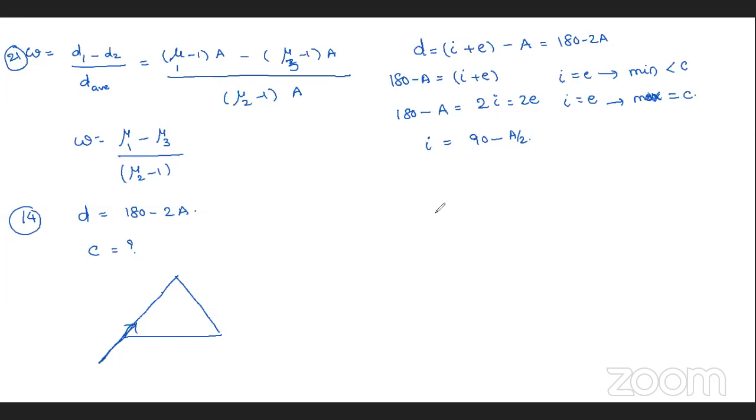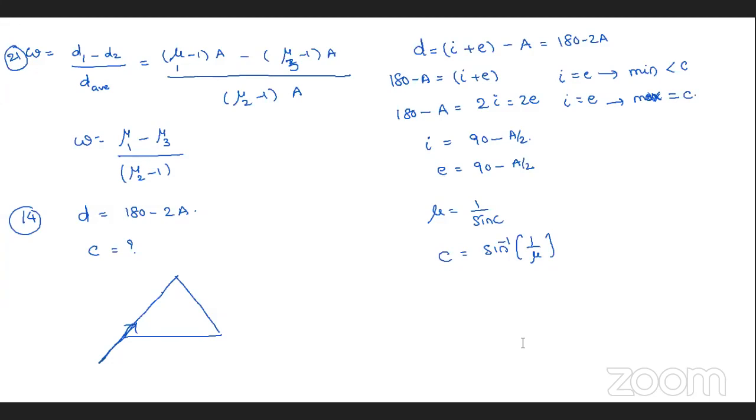Correct? Yes sir. Okay, I is equal to 90 minus A by 2 and E is also equal to 90 minus A by 2. In this case I equals E. Now what do we need? He wants the critical angle. So for the critical angle, we have to take mu is equal to 1 by sin C, that is, C is equal to sin inverse 1 by mu. We have to find out 1 by mu. Then you can say the answer is sin inverse of something. So first option or second option.